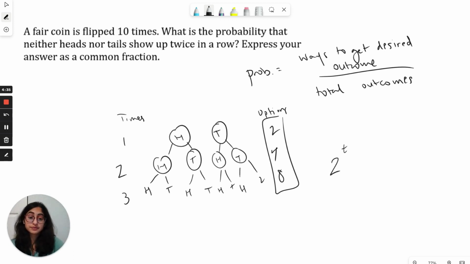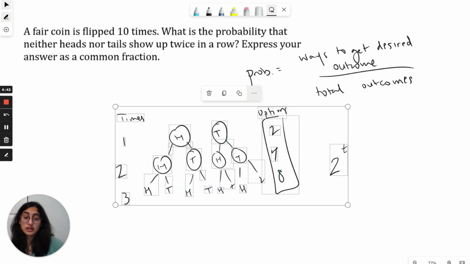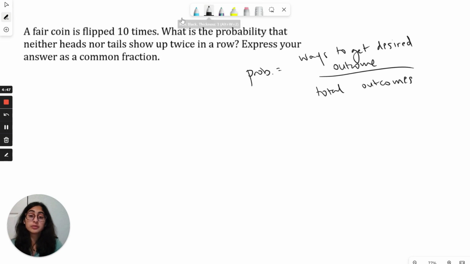So similarly, since we're flipping this 10 times, our total outcomes is just going to be 2 to the 10th. That's the total amount of things that could happen when we flip this coin 10 times. So we can put that on the bottom, 2 to the 10th. And so on the top, we have to find all the ways we can get our desired outcome.